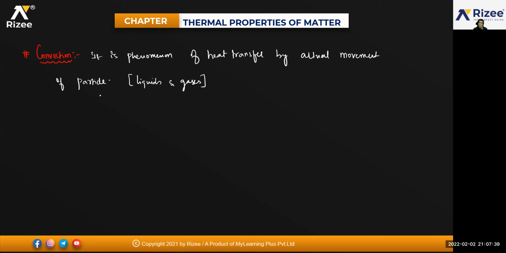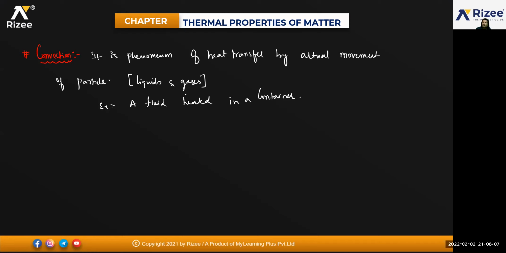Is it clear for everyone? The phenomenon of heat transfer by the actual movement of the particles from one point to another point, for example in liquids and gases. Convection is not seen in solids. Okay, example I can write here: a fluid heated in a container.